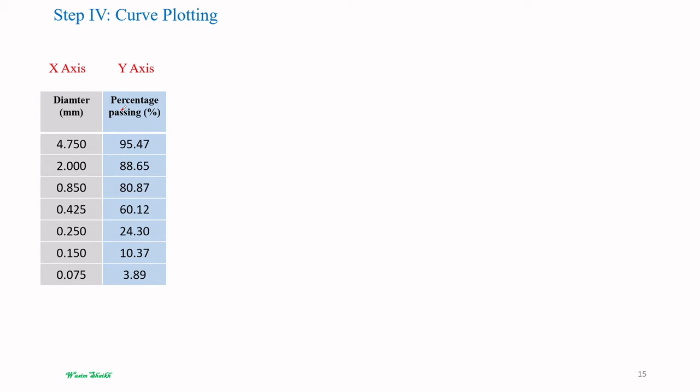Now these two values I have separated from the table. So I have diameter on the x-axis and percentage passing on the y-axis.